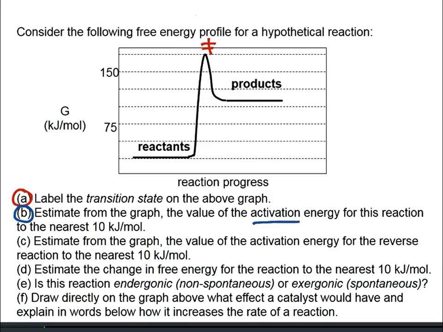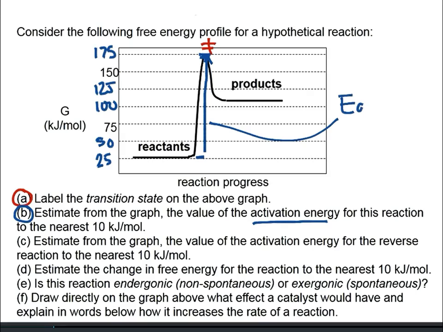Part B, estimate the value of the activation energy for this reaction to the nearest kilojoule per mole. So the activation energy is the distance between the reactants and the transition state. And so if you think about your axis here, if we add in numbers that aren't shown, then the activation energy is approximately 175, which is where the transition state is, minus 25, right? So that's about 150 kilojoules per mole.